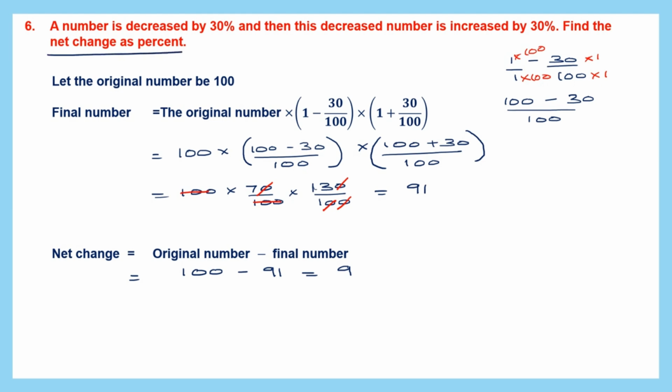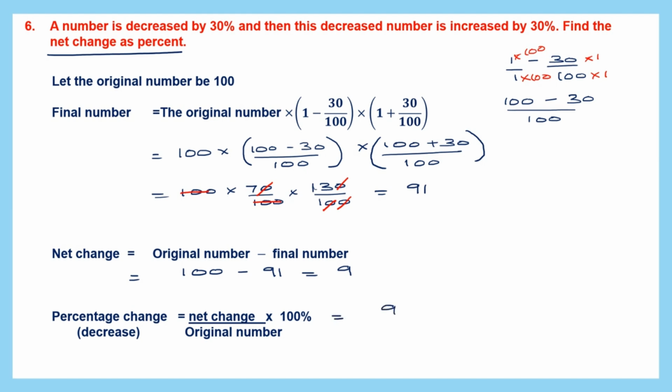So to find the net change as percent, we say percentage change is equal to net change divided by the original number into 100%. So what is the net change? 9. What is the original number? 100. Now multiply this by 100%. So we can cancel this 0 and this 0. So what do we have left? We have 9% left. So this is our answer. This is the net change as percent, 9%.